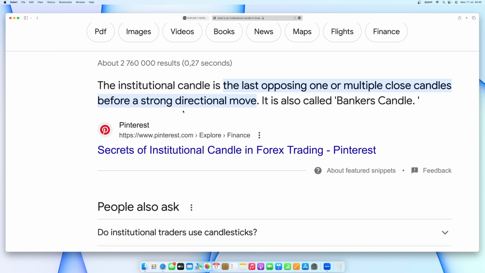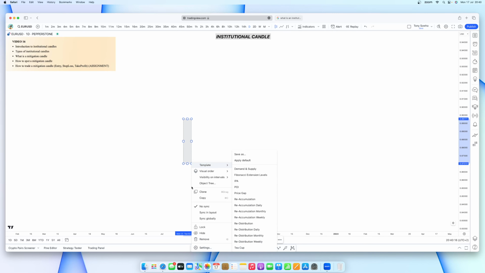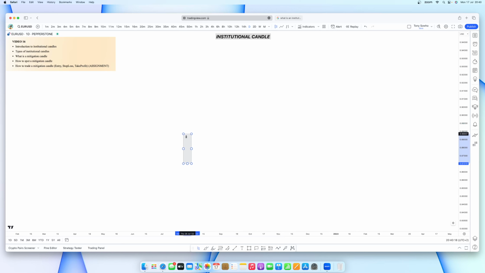We're all talking about a candle in one direction, and then price moves in the opposite direction. What this definition is saying is that the institutional candle is the last opposing one or multiple close candles before a strong directional move. If I were to have a chart illustration of what that definition is saying, we're going to have a candle in one direction, the opposing direction.